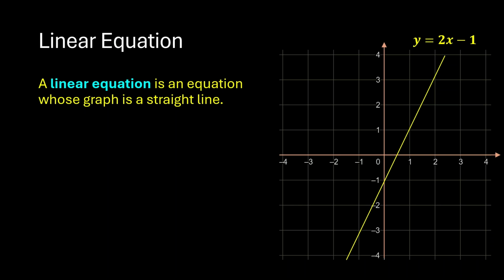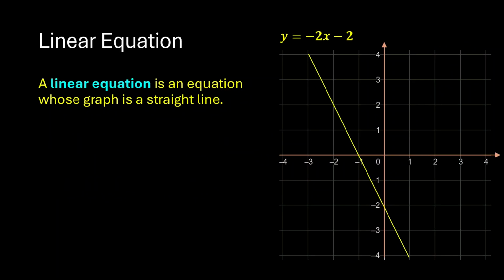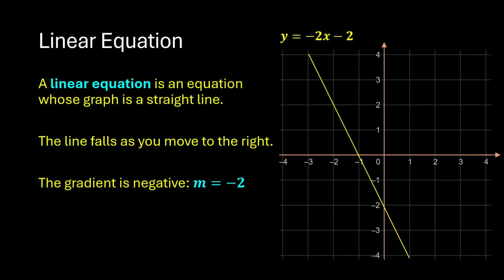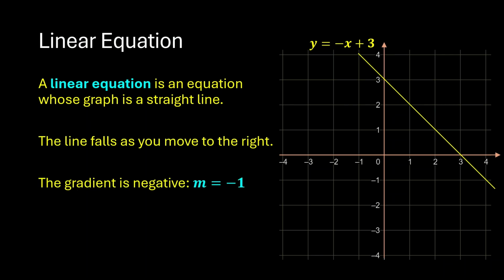In this example, y equals 2x minus 1. The line rises as you move to the right. And notice again the gradient is positive, m equals 2. Here, for the line y equals minus 2x minus 2, the line falls as you move to the right. The gradient is negative, m equals minus 2. And here we have y equals minus x plus 3. The line falls as you move to the right. The gradient is negative, m equals minus 1.